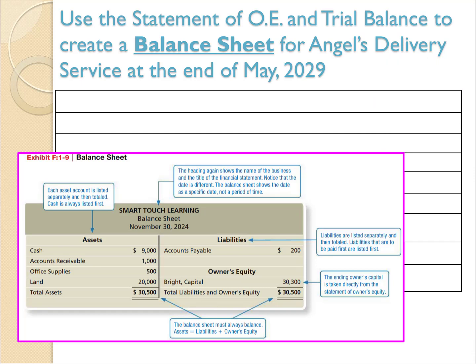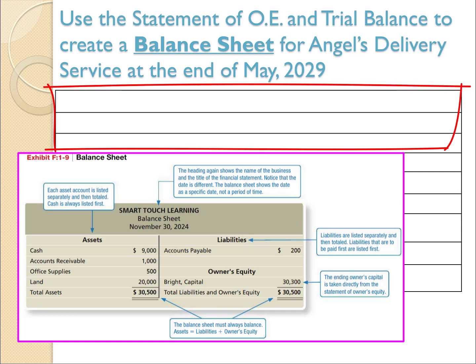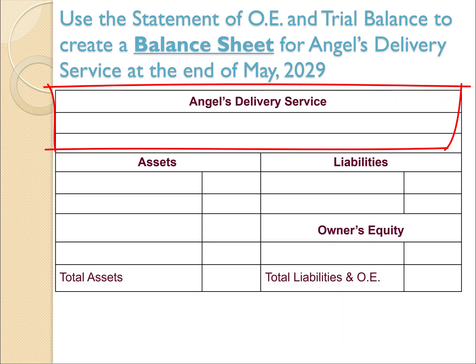Like all financial statements, we need a three-line heading. So what's the top line? It's always the name of the company. And then what's the second line? It's the name of the document that you're creating. So in this case, it's the balance sheet.